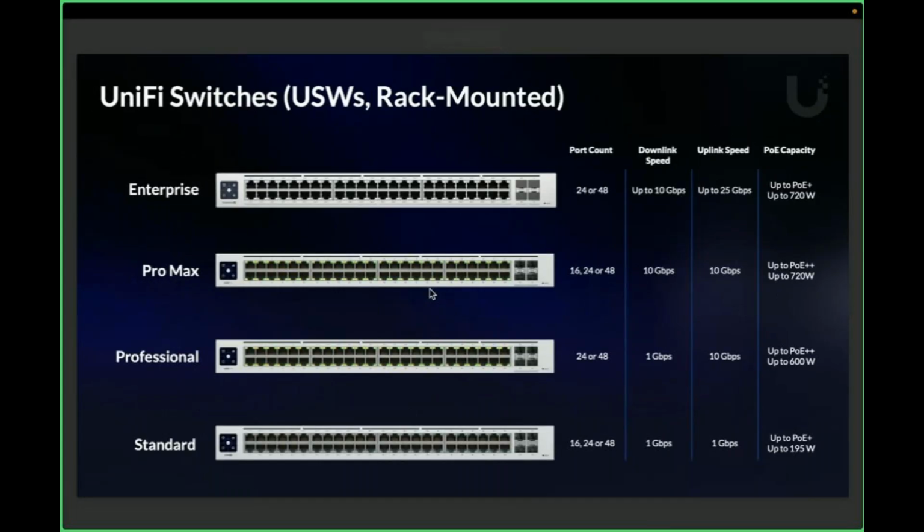On the standard switch side, so also at the core, distribution layers, toward the access layers as well. We've got our Enterprise, Pro Max, Professional, and Standard versions. All of these are going to give you port count up to 48 ports, downlink, uplink speeds range between 1, 10, 25 gigabits per second. So you can figure out where you want these in your network.